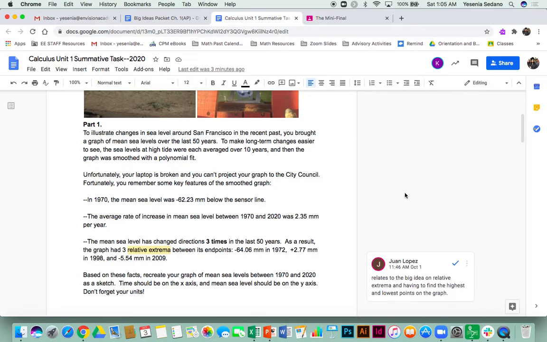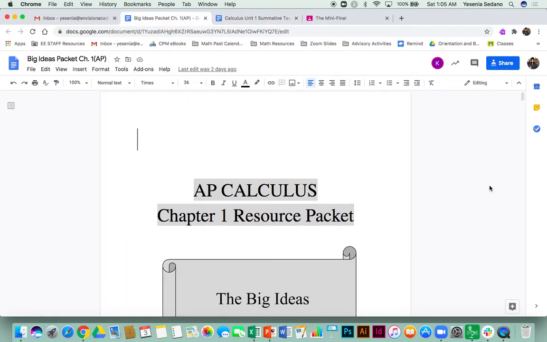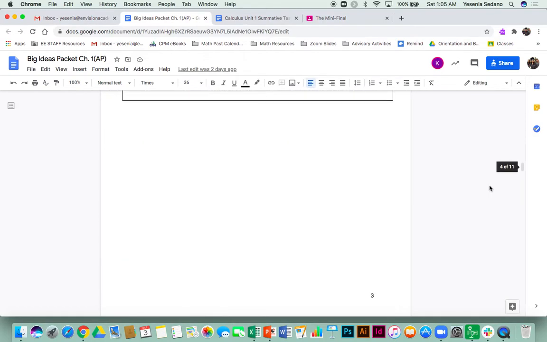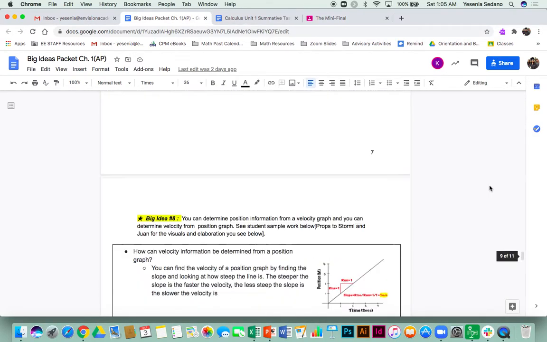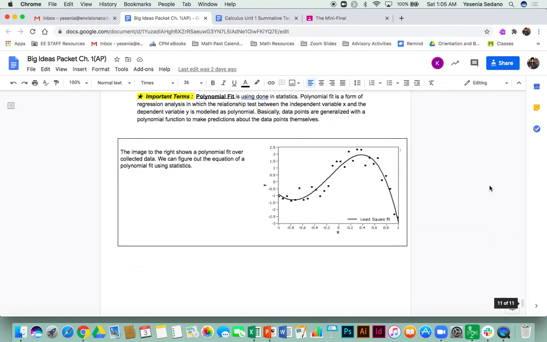So part one is to illustrate the changes in sea level around San Francisco in the recent past. You brought a graph of mean sea levels over the last 50 years. To make long-term changes easier to see, the sea levels at high tide were averaged over 10 years, and then the graph was smoothed with a polynomial fit. So the data was made nice and easy with a polynomial fit. And going back to our big ideas packet, the polynomial fit is found all the way near the bottom where you look at important terms.